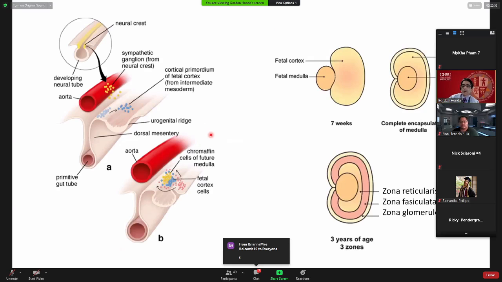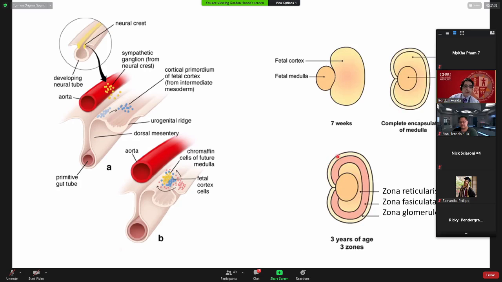So here's the cartoon that was in the pre-read. This is a little bit more complex than it needs to be, but basically during the very early embryonic development, we have the neural crest forming here. That's ectoderm. Some of the cells migrate off and they intermix with mesoderm. They end up here in the urogenital ridge. They form a cluster, and this eventually will become the adrenal gland. Again, the fetal medulla originates from the neural crest, ectoderm, and it finally finds its way into the center. And then it's surrounded by the mesoderm or the cortex.